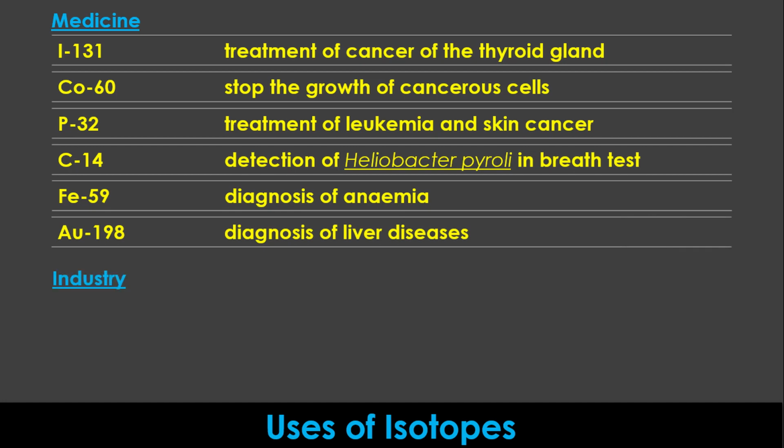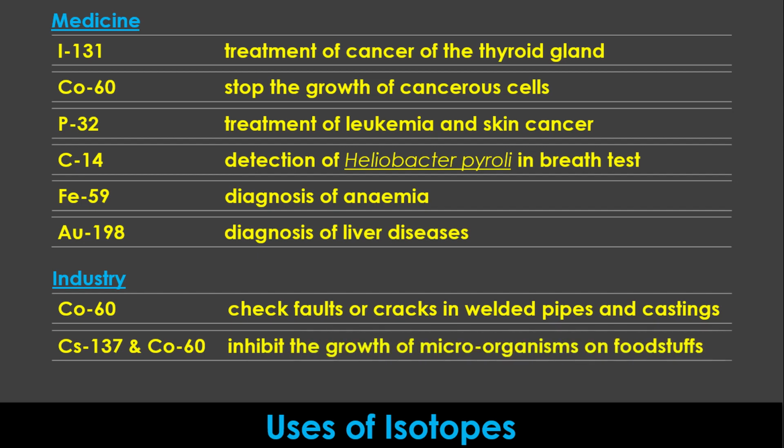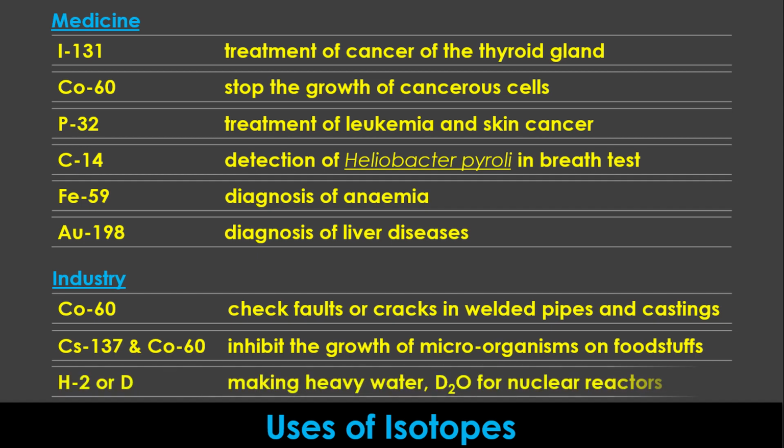In the industry, cobalt-60 is used for the rapid checking of faults or cracks in welds and castings. Cesium-137 and cobalt-60 again are used to inhibit the growth of microorganisms on foodstuffs, thereby elongating the shelf life of those products. And finally, deuterium is used for making heavy water used as a coolant in nuclear reactors.